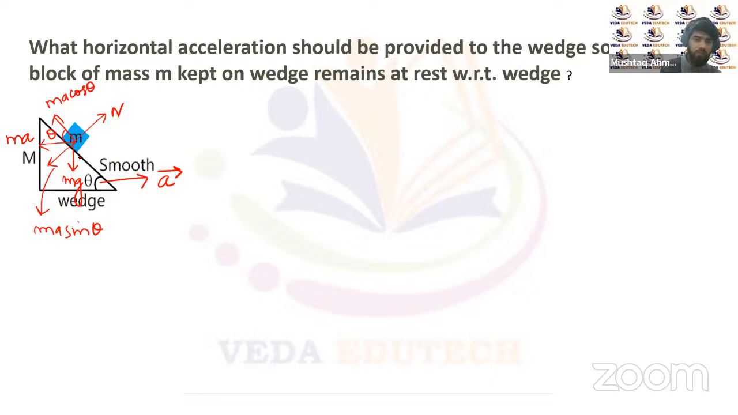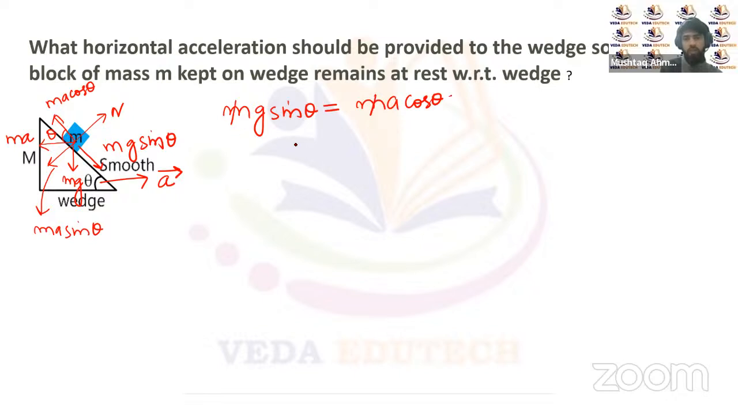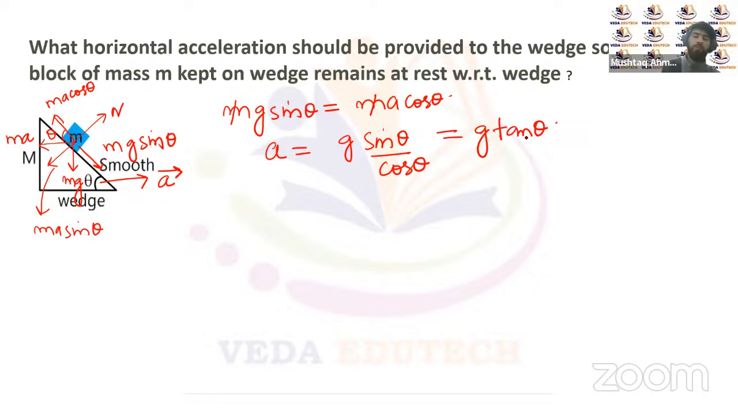If we resolve the weight of this body as well, then the component along this will be mg sin theta. Since this system is in equilibrium, this mg sin theta must be balanced by the ma cos theta component of this fictitious force. Now m and m will get cancelled. We'll get the condition that acceleration should be equal to g sin theta over cos theta, or we can write it as g tan theta. So this is the condition for this block to be at rest with respect to the wedge.